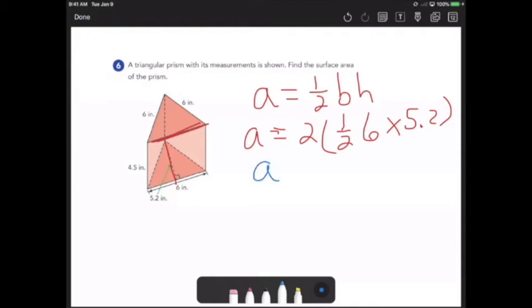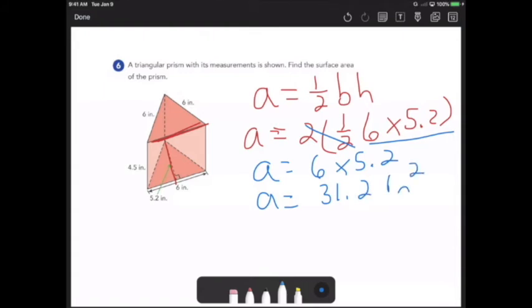There's a couple ways to actually solve this at this point. What I like to do is simplify right here. All we have to do is 6 times 5.2, and if I do 6 times 5.2, I'm going to get 31.2 inches squared.